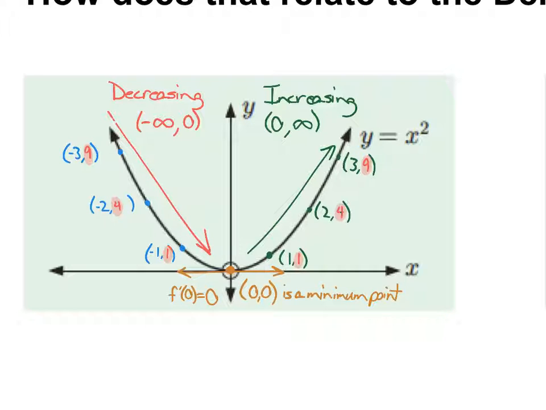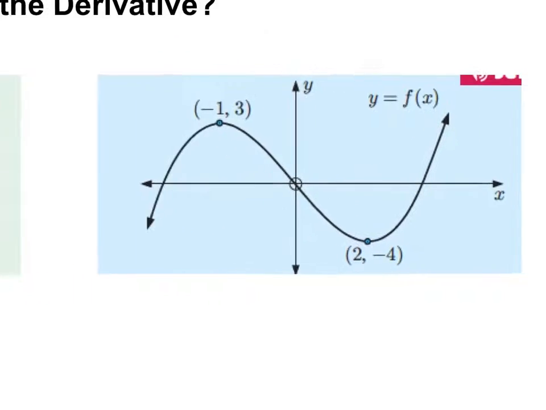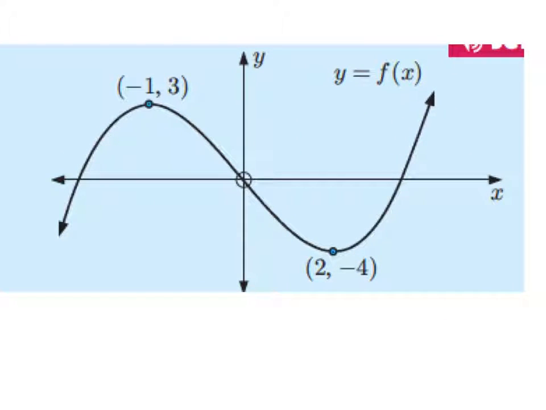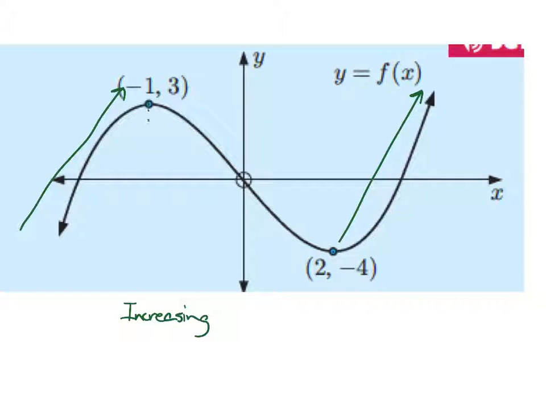So then we have the second one here. And just by looking at it, where are we increasing? Left to -1, 3. And from 2, -4 to the right. Okay, so from the 2, -4 to the right, and from the left all the way up to this point right here. Okay? So we have a maximum point at -1, 3. And we have a minimum point.